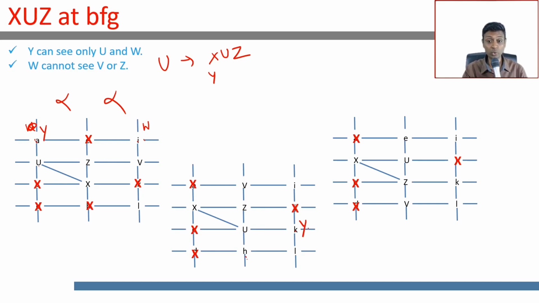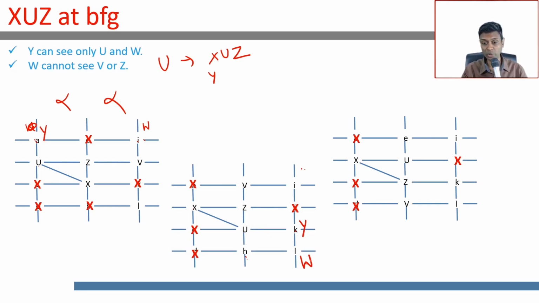Y should be able to see U and W. So W should be either here or here. Now W, if it were here, W will be able to see V. W cannot see V and Z. W should be here. But this is a possibility. ZV, XU, UZV like this, X like this, Y here, W here.